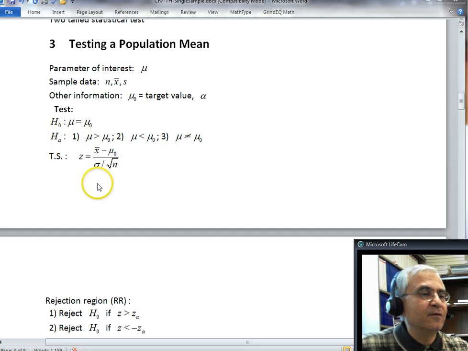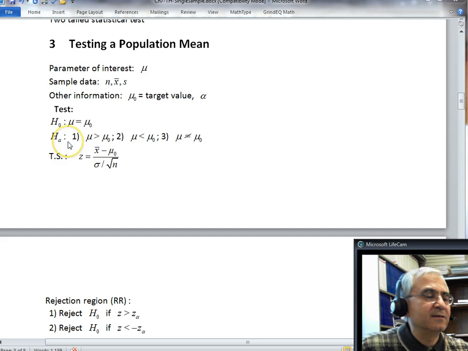So here is how we formulate a statistical test for this problem. Our null hypothesis will be mu equal to mu 0, because this is the one that's not this. And for our alternative, we have three possible problems we can formulate. One is mu is larger than mu 0. So I'm interested in finding out whether mu is larger than something, or mu is less than something, or mu is not equal to something.